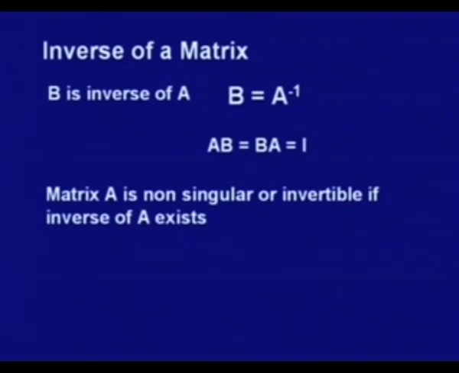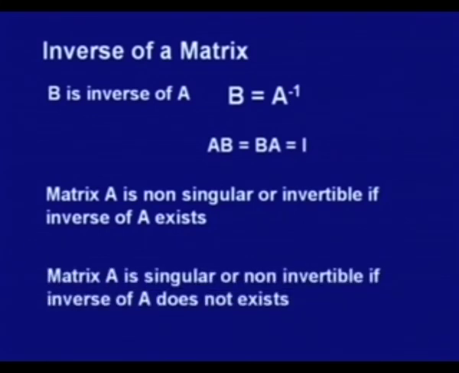We say those class of matrices for which you can find an inverse are invertible matrices, or we say the matrix is a non-singular matrix. On the other hand, we say matrix A is singular or non-invertible if the inverse of A does not exist. So, a square matrix is singular or non-invertible if the inverse of A does not exist. If the matrix is not a square matrix, then of course, there is no question of the inverse existing.